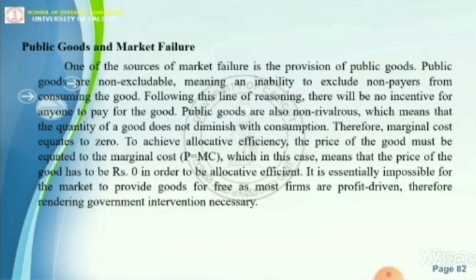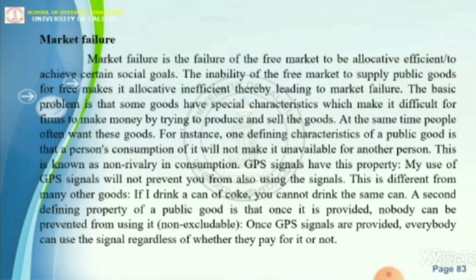Public goods are also non-rivalrous, which means that the quantity of a good does not diminish with consumption. Therefore, marginal cost equates to 0. To achieve allocative efficiency, the price of the good must be equated to the marginal cost. That means price is equal to marginal cost, which in this case means that the price of the good has to be ₹0 in order to be allocatively efficient. It is essentially impossible for the market to provide goods for free, as most firms are profit driven. Therefore, government intervention is necessary.